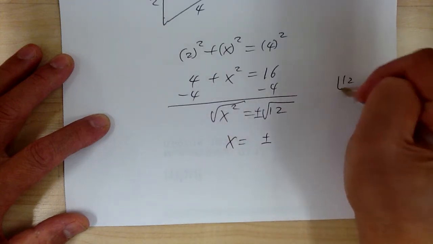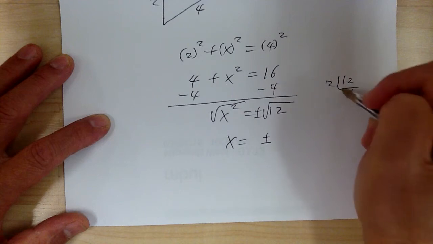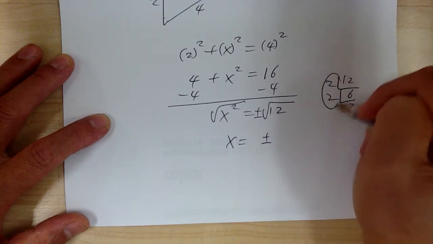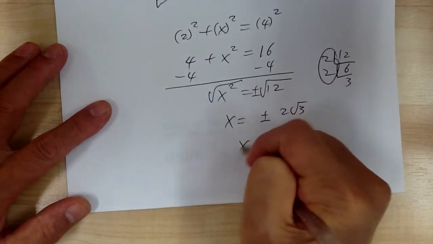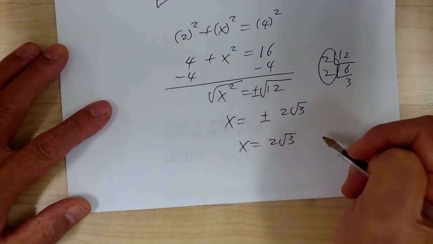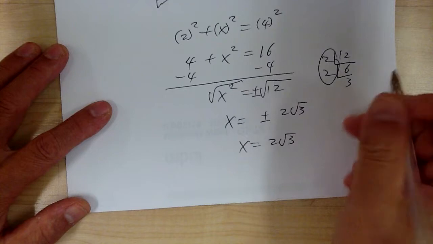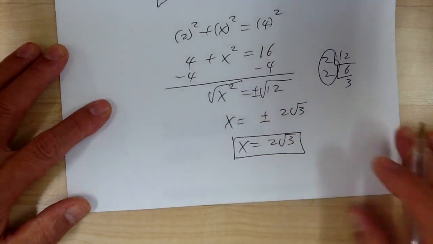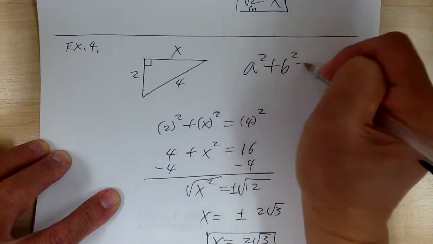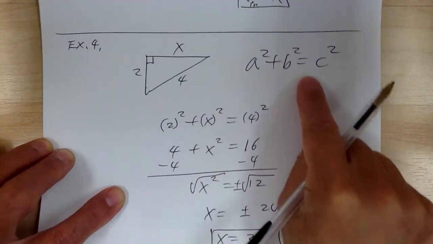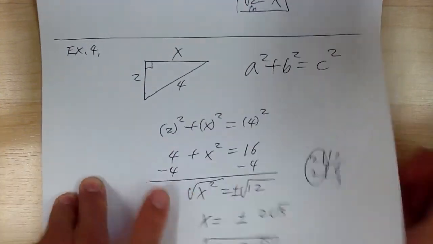Okay, you can go off to the side. So it'd be 2 square root of 3. And so get rid of the negative. So x equal to 2 square root of 3. And the label would be, no label. And that's it. So again, remember the formula. Okay, so this is super important. You're going to use this a lot. So make sure you know that.